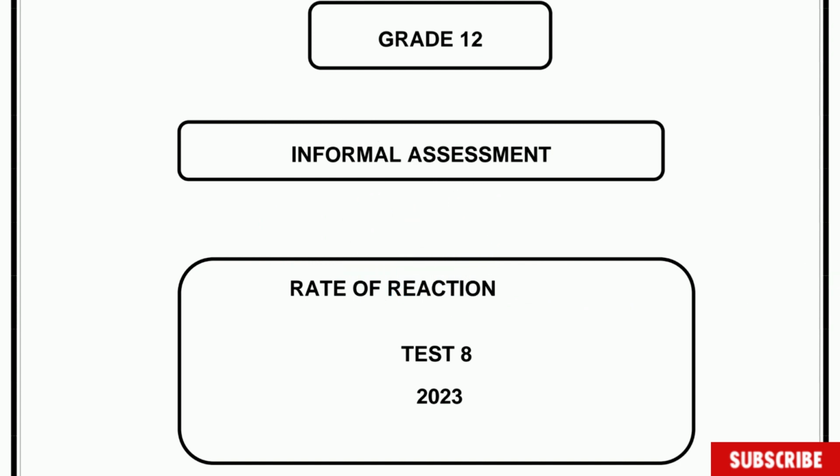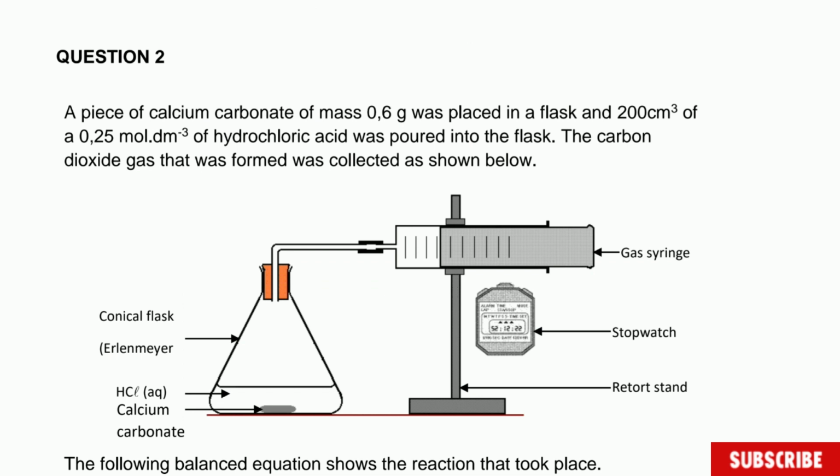We're going to start with question 2. I personally like to leave the multiple choice for last, so we're going to start with question 2. Question 2 says a piece of calcium carbonate of mass 0.6 gram was placed in a flask. 200 cm³ of 0.25 mol/dm³ hydrochloric acid was poured into the flask. The carbon dioxide gas that was formed was collected as shown below.